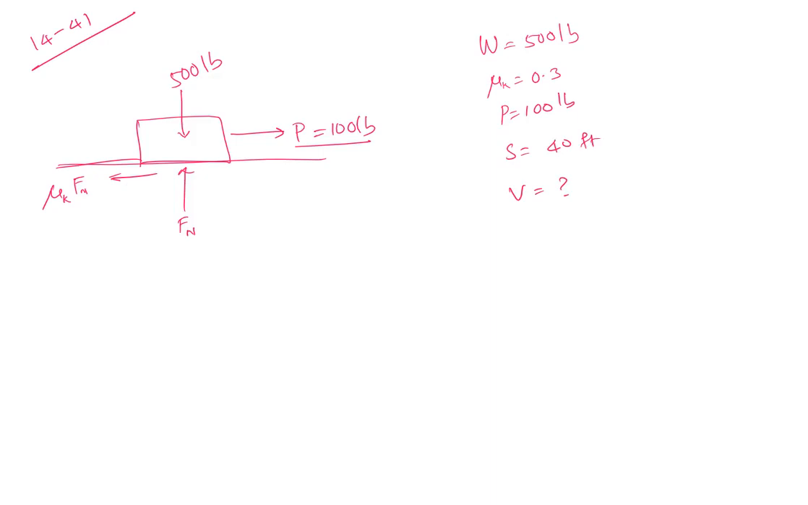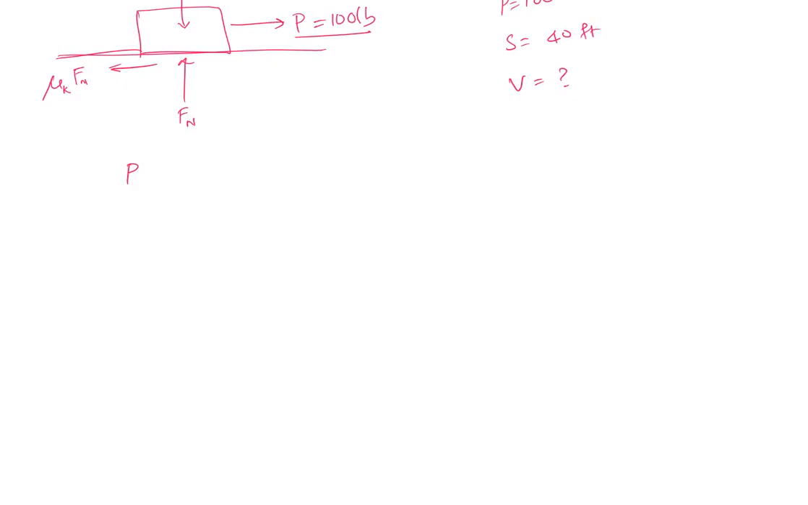Alright, so P times the distance is equal to half mv squared plus the work done by friction, which is mu, coefficient of friction, times the reaction force times the distance that the body moves. We just need to fill this in.